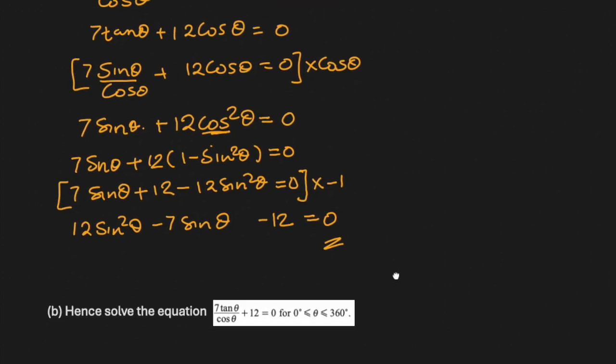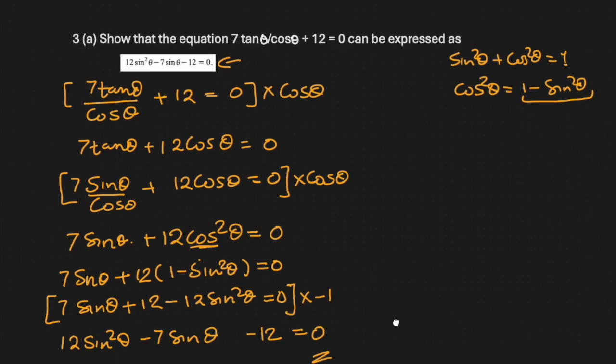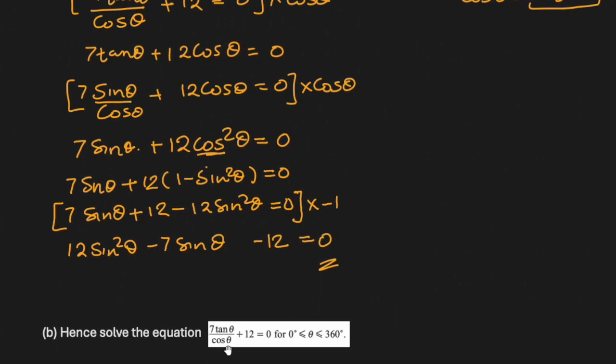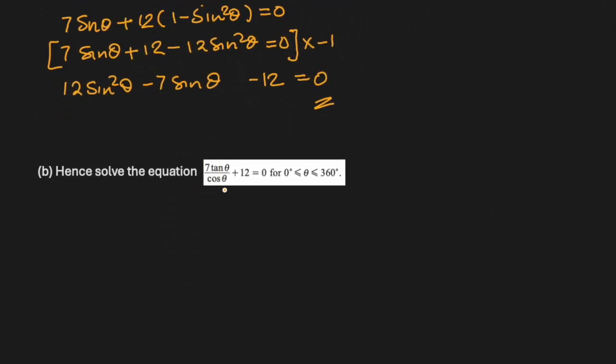There must be a second part, which is here. So hence solve the equation this equal to 0. So they match, perfectly match. This was with us earlier, which is equal to 0. That means we would like this to be equal to 0 from 0 to 360 degrees. So let's do it here. In place of the left hand side, we'll write the one we transformed this into: 12 sine square theta minus 7 sine theta minus 12 equal to 0.